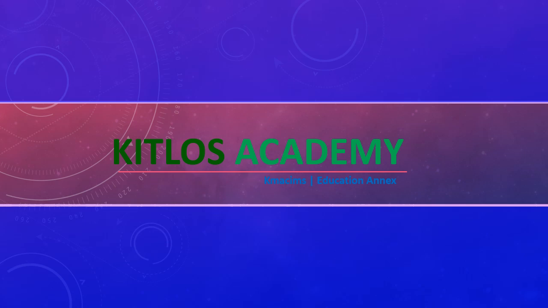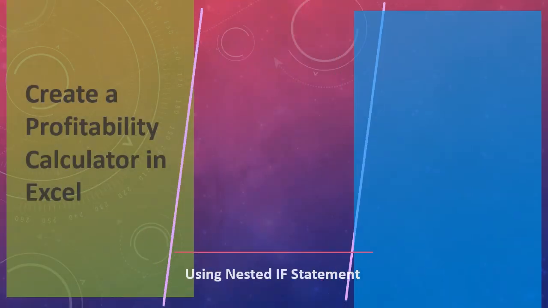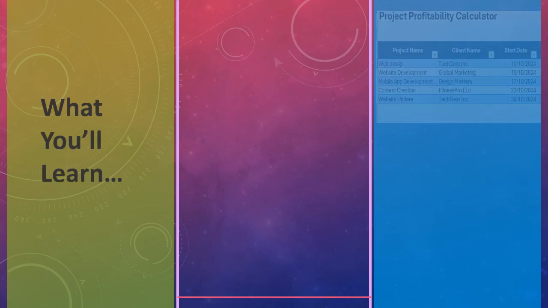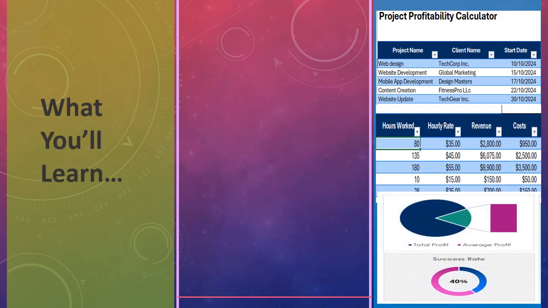Think of your service business as a ship navigating the complex waters of profitability. Navigating these waters means knowing which direction to head and understanding the signals and signs along the way. In Excel, nested if statements serve as your trusty compass, helping you make decisions based on various conditions and outcomes.